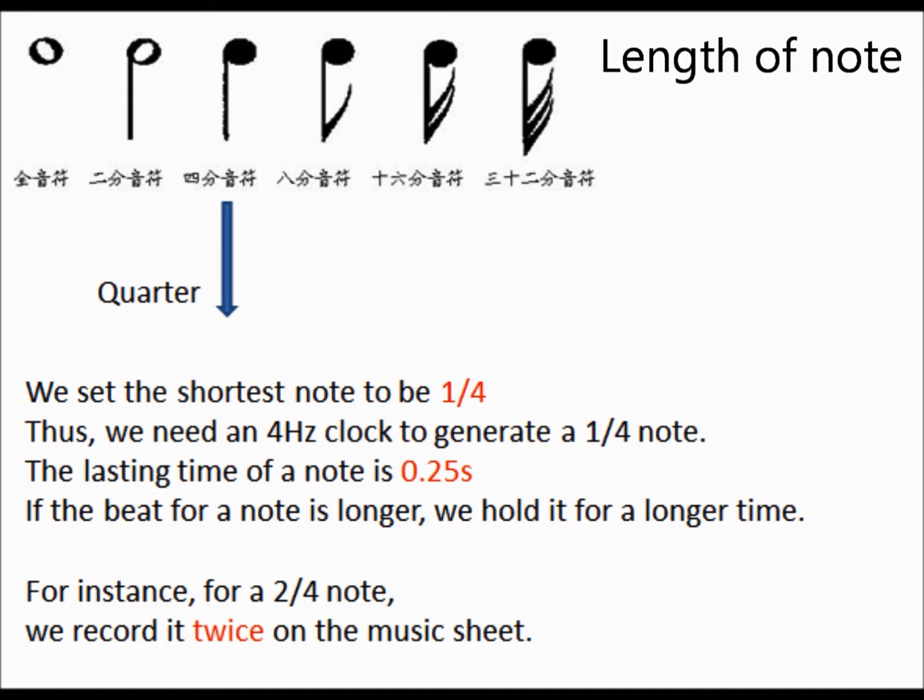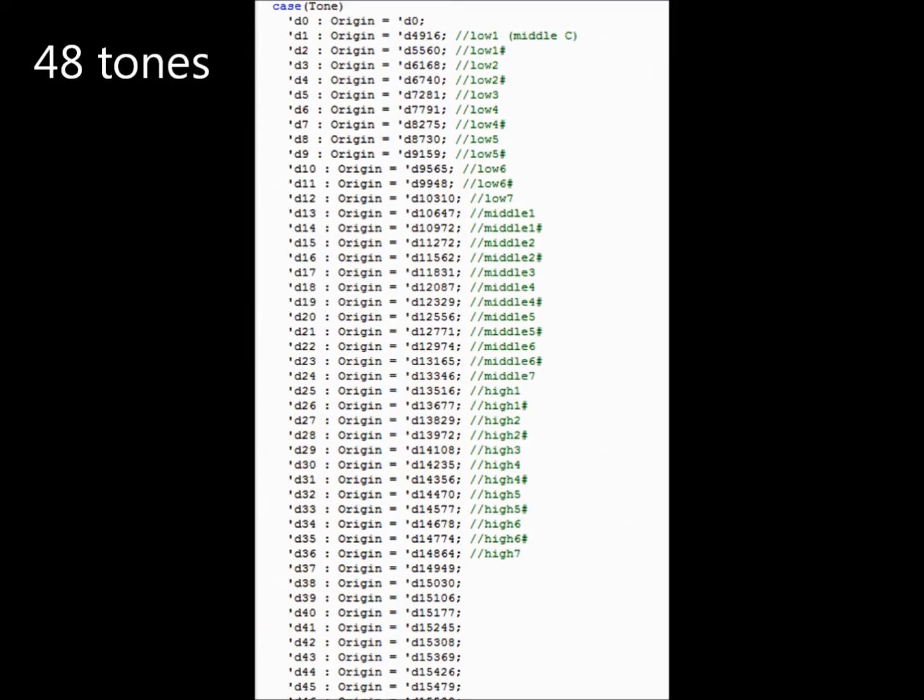And since I use 4 Hz for playback, the shortest note will be a quarter second. For each song, I configured every tone manually, and for a longer note, I just call it 3 times or 4 times to make it sound correct.